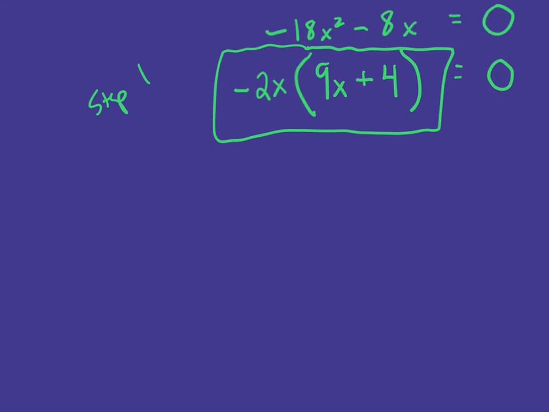And your step 2 involves doing mainly what we did before. You've got 2 things that are multiplying equal to 0. So one of them, either the 2x or the 9x plus 4, has got to be 0. So either negative 2x equals 0 or 9x plus 4 equals 0. Divide by negative 2. X equals 0.